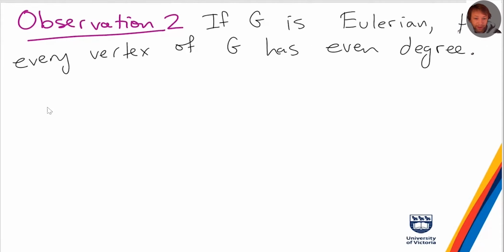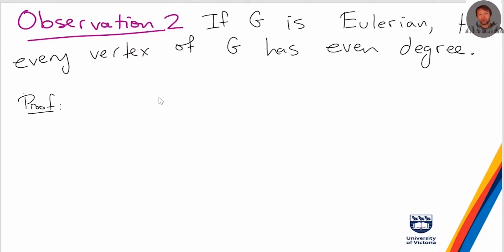Here's another observation, okay? And this comes back to the comment from earlier, when I was correctly suggested to start at a vertex of odd degree when I was trying to draw that picture. So if G is Eulerian, then every vertex of G has even degree. Now remember, this is because we have to start and end at the same vertex in an Eulerian circuit. So let me give you a quick proof of this.